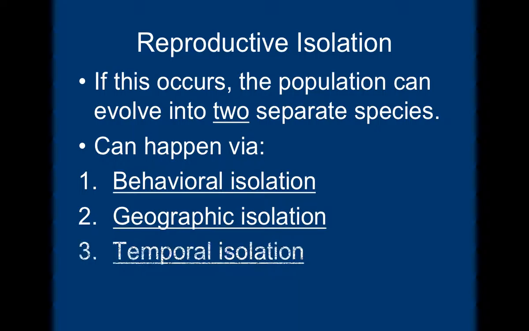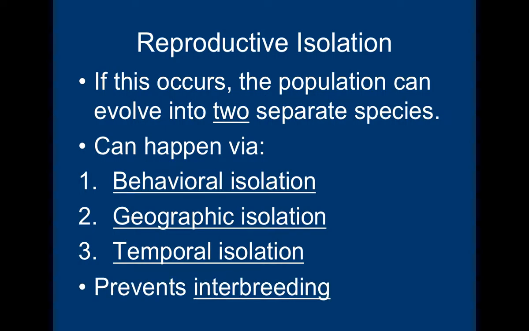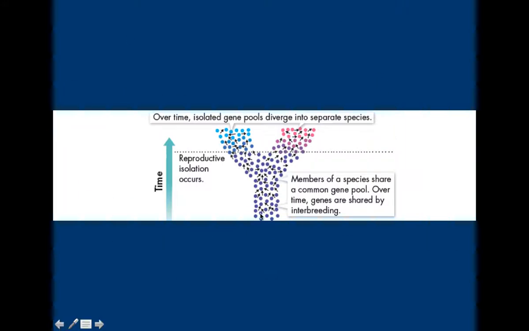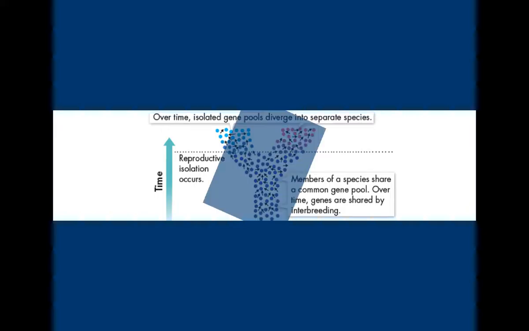Geographic and temporal. So we're going to go through these here in a minute. All of these things actually prevent interbreeding. And what you would see on a timeline here is you've got this one population and all of a sudden you get divergence and you get the splitting, and that can lead to the creation of a new species.